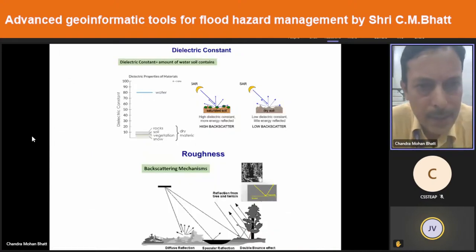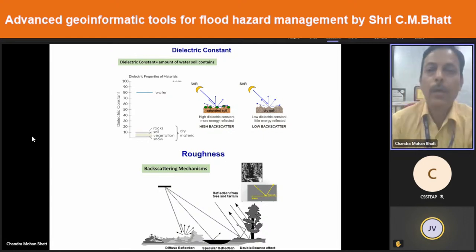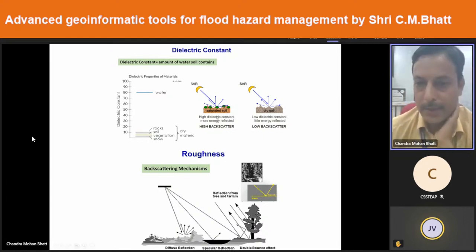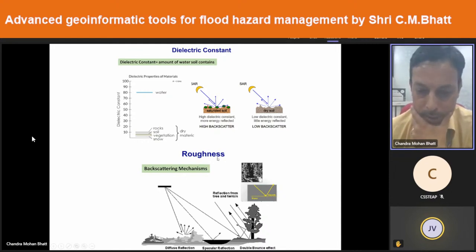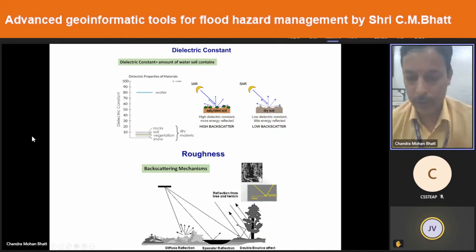Other is the dielectric constant, that is the amount of water that the soil contains. That also influences the backscatter characteristics of the land, whether your soil is saturated or dry. If it is dry, you have a low backscatter, and if it is saturated, you have a high backscatter. Then the roughness, whether the terrain is smooth. If it is very smooth, like water, you will have a specular reflection. That means the entire energy from the radar will hit the water and go away from it, and nothing will go back to the sensor. That's why flood water in microwave data appears darker in color. And if you have a rough surface, it will have a diffuse reflection.